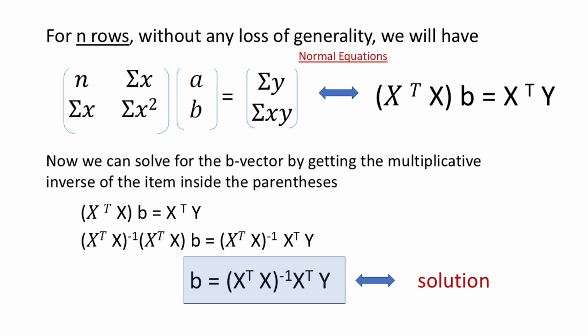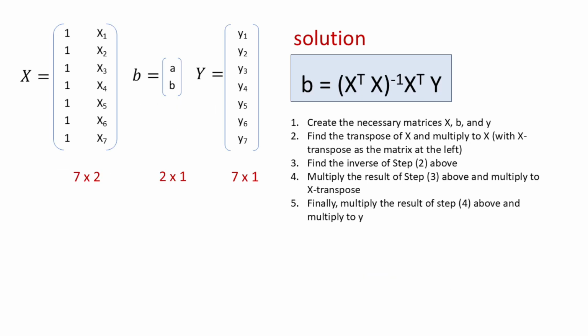Now we know that X transpose X is a square matrix. We can now try getting the multiplicative inverse of this and multiply it to both sides. And therefore, we will get the solution vector X transpose X inverse X transpose Y. So, pay attention to the order of operations. It's a bit tedious, but if you're writing code for this one, it's simple to implement via code. So the solution is nothing but X transpose X, get the inverse of that, multiply to X transpose, then multiply to Y. So the solution is like so.